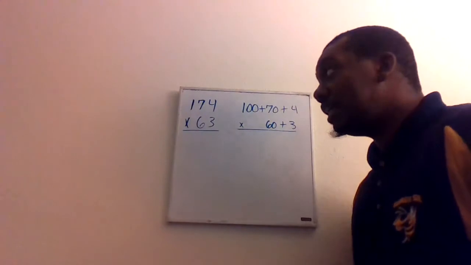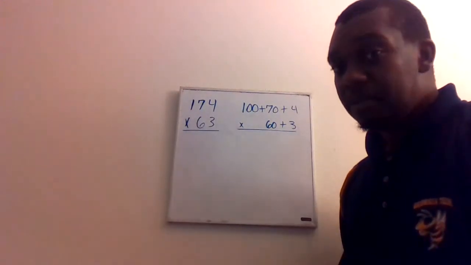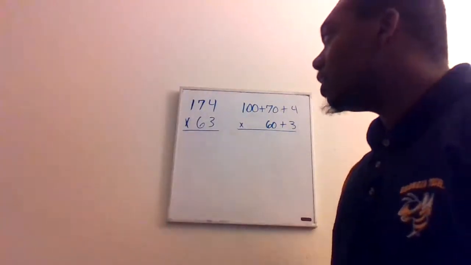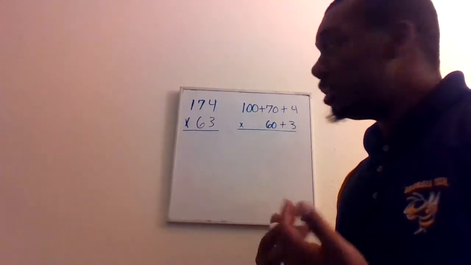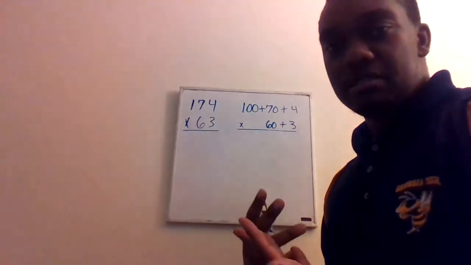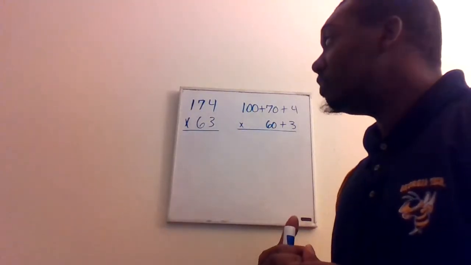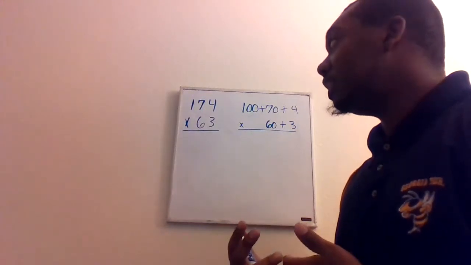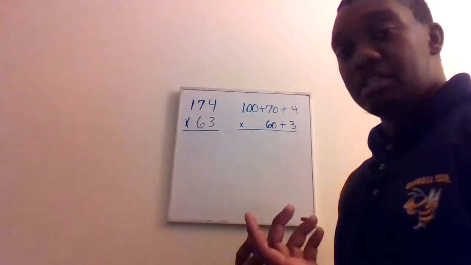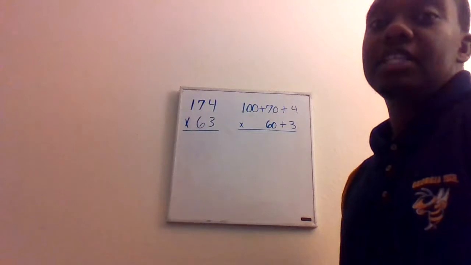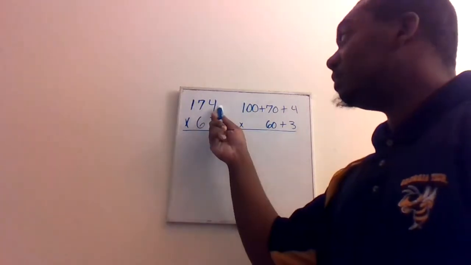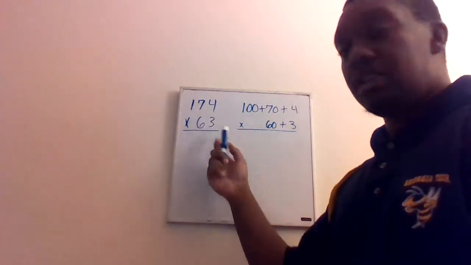So first of all, I would like to estimate what our answer might be. Some of you will see 174 and say, let's just round it to 200, and let's do 63 as 60. If you do that, 200 times 60 will get 12,000. So our answer is going to obviously have to be less than 12,000 because 174 is much less than 200, even though 63 is greater than 60.